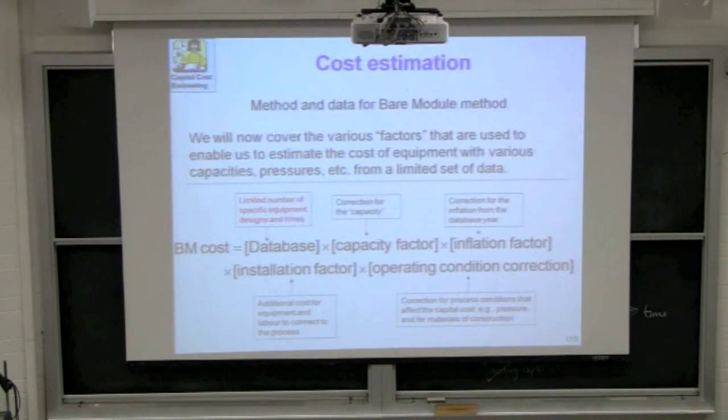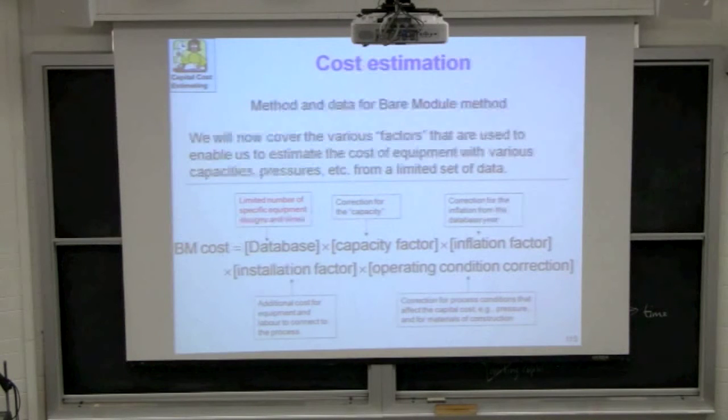Now, this is the way we're going to work with these problems. We're going to go look up a cost from a database. So as I said before, we have these databases available. Companies and textbooks provide historical costs for equipment. And that database takes various forms. It could be an image, like a figure that shows a plot of the values. It could be an equation that tells you the cost of the equipment given a certain capacity factor. And I'll talk about how that's related in a minute. And we're going to get that number, and we're going to then scale it up. We're going to scale it up for capacity.